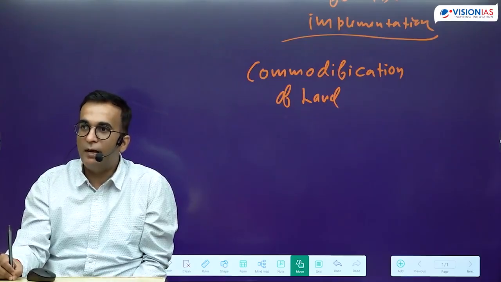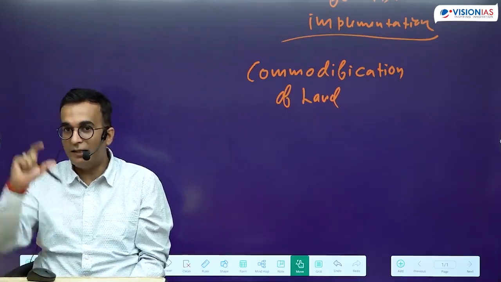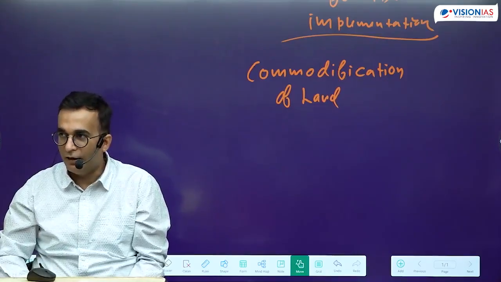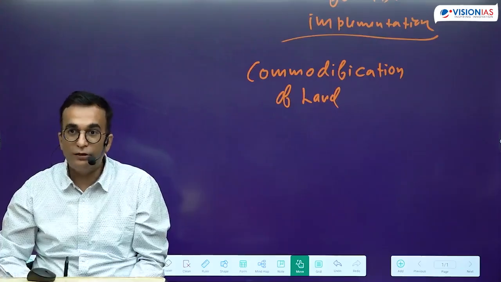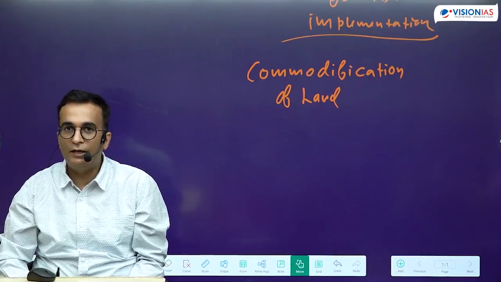So this is what was happening in the Punjab. And since the land sold at higher rates, because it was very fertile land, people were ready to give high rates then. So that's how this is leading to the commodification of land.